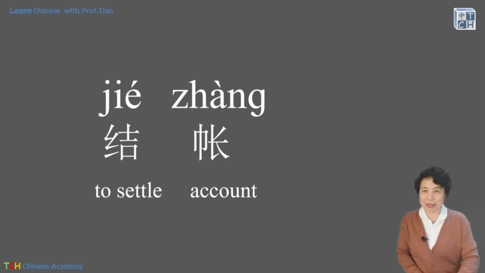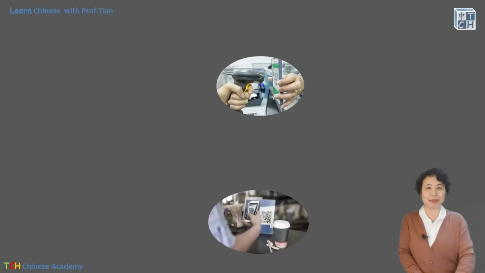Can you try with me? 结账. One more time. 结账 faster. 结账. Okay, so let's see how do we 买单 or 结账 in China.